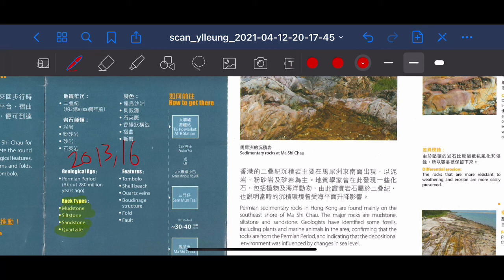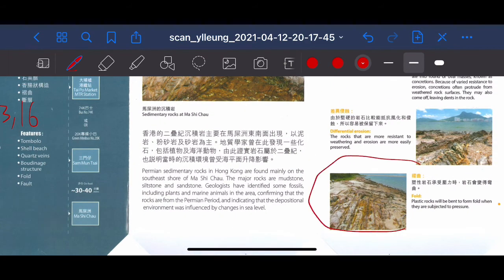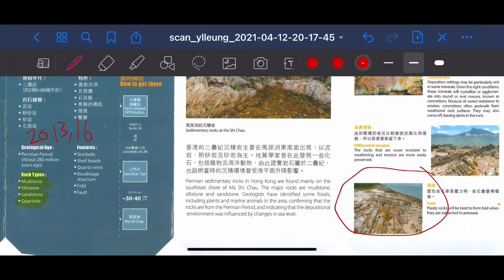underground layer for Ma Shi Chau. But because of plate tectonics, the whole Ma Shi Chau sedimentary rock layer has been raised up, and you can see a lot of folding has taken place right here. In terms of Hong Kong, the folding mostly takes place in sedimentary rock, because sedimentary rock has some, how to say, elasticity to allow the folding to happen, while igneous rock and also extrusive rock are a bit too hard to make it happen.